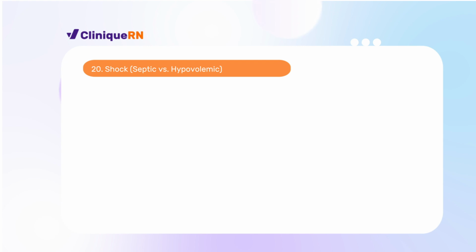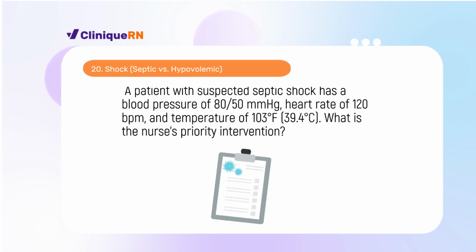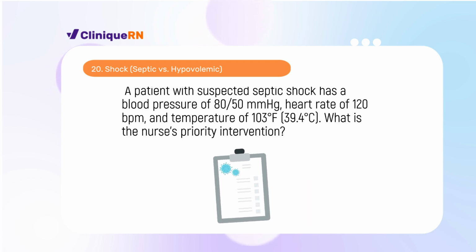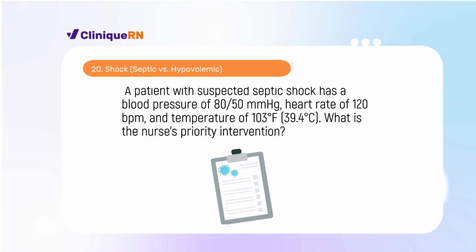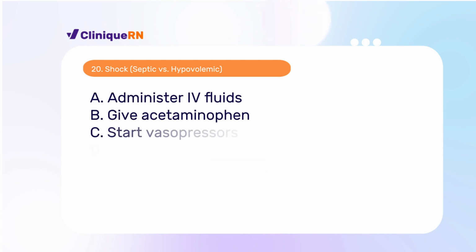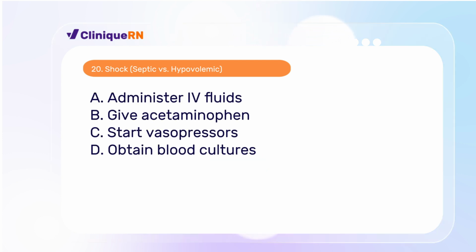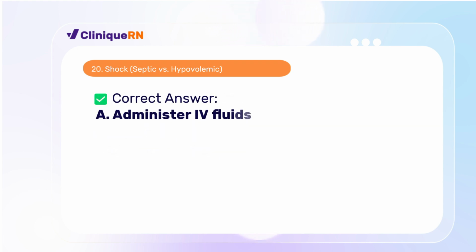Shock, septic versus hypovolemic. Question: a patient with suspected septic shock has a blood pressure of 80/50 millimeters of mercury, heart rate of 120 beats per minute, and temperature of 103 degrees Fahrenheit, 39.4 degrees Celsius. What is the nurse's priority intervention? A. Administer IV fluids. B. Give acetaminophen. C. Start vasopressors. D. Obtain blood cultures.